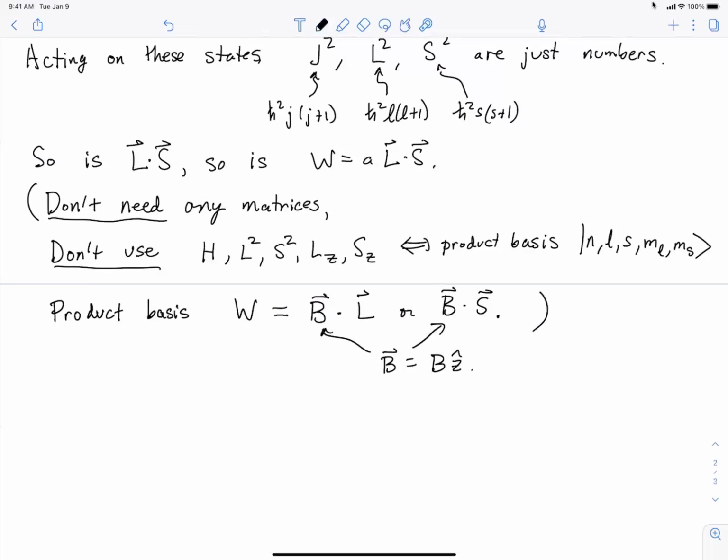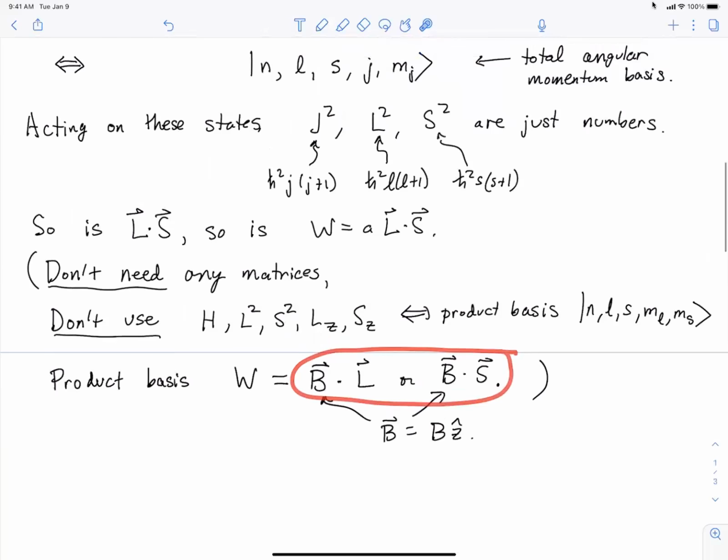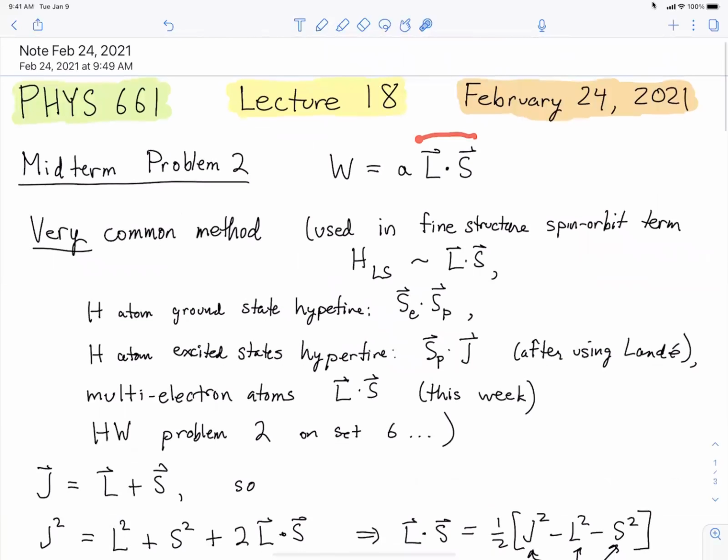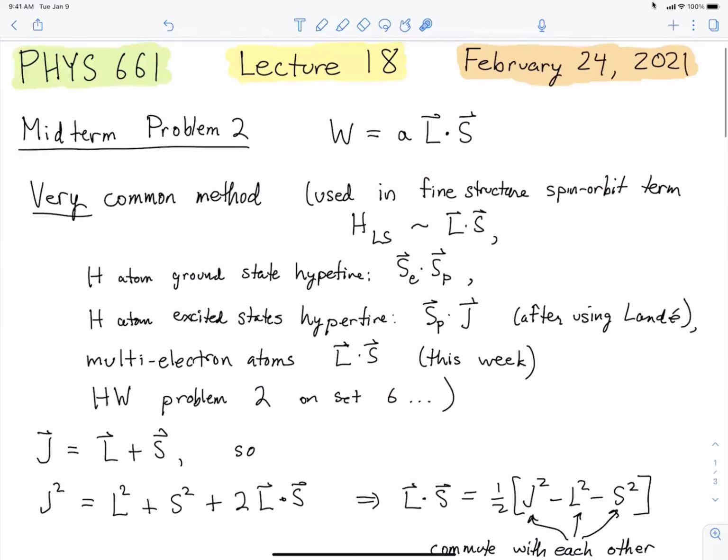Okay, so that's a parenthetical aside. And then there are problems where both of them are important. For example, I might have an external magnetic field that has these kind of operators in them, and I have this kind of perturbation. So certainly that occurs, for example, if I put the hydrogen atom, including the fine structure, in a magnetic field. We also had a homework problem about that.